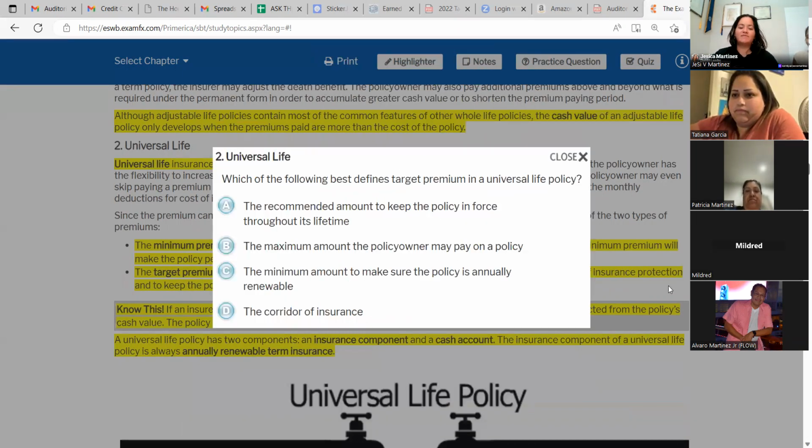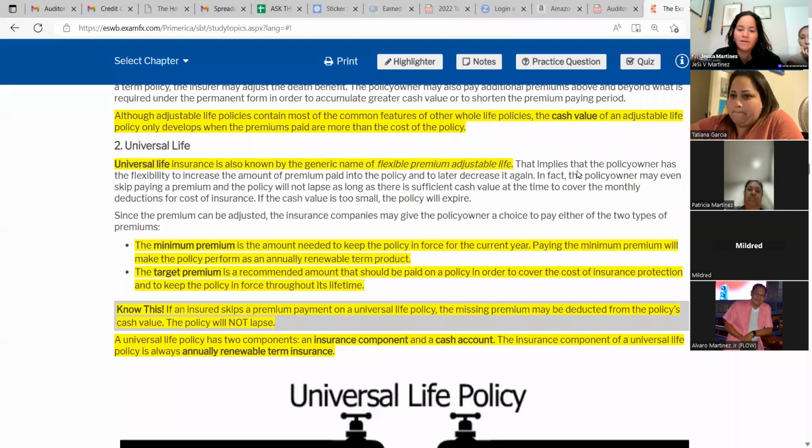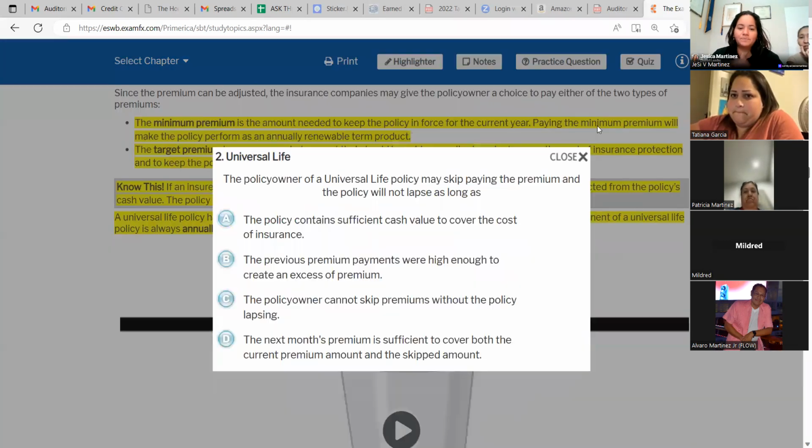Which of the following best defines target premium in a universal life policy? A, the recommended amount to keep the policy in force throughout its lifetime. B, the maximum amount the policy owner may pay on a policy. C, the minimum amount to make sure the policy is annually renewable. D, the corridor of insurance. They're trying to confuse people, but it's the recommended amount to keep it in force throughout the life. So it's going to include a little bit for those renewals and things like that. Good job.